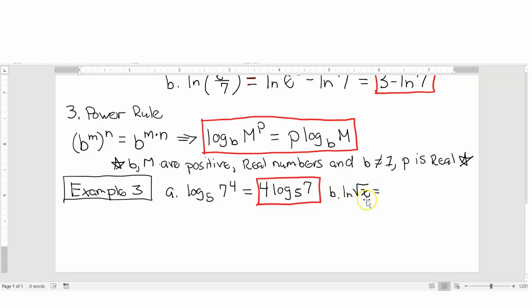In part B, we have natural log of square root of x. Now, when you have any radical term, you want to express that with rational exponents first. So I'm going to write square root of x as x to the 1/2, and now we can apply our power rule. The power is really 1/2, x is capital M in our definition, but we'll move this power of 1/2 out in front, and so the final answer will be 1/2 natural log of x.